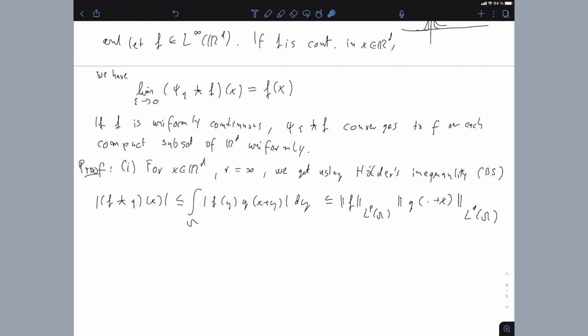Yeah, so this dot notation means that here is where the variable of the function goes. I'm just adding this x here. And so this we can further estimate from above by the LQ norm of g on all of Rd. Here we are just integrating on the subset omega, and we just make the integral bigger if we integrate over everything. And as soon as we integrate over everything, it doesn't matter anymore if we shift the function or not, because we are integrating everywhere anyway.